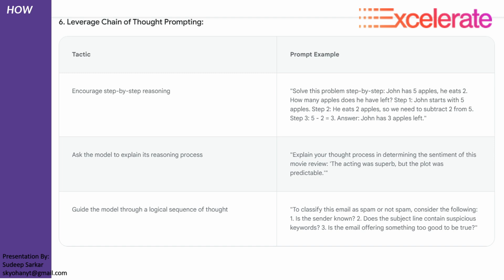Solve this problem step by step. John has 5 apples. He eats 5. How many apples does he have left? Now, using a step-by-step approach, it will check each sentence and do the necessary calculation required at each sentence, go to the next step, and give us the correct answer.